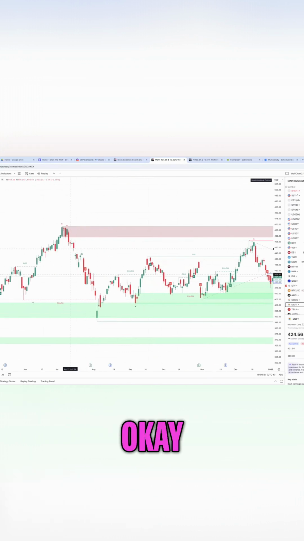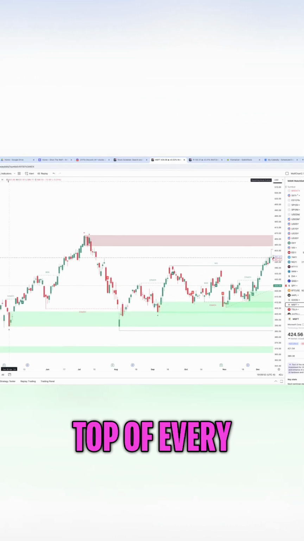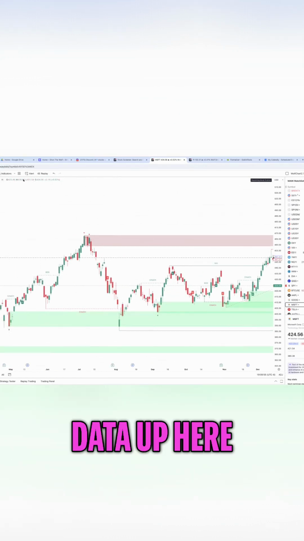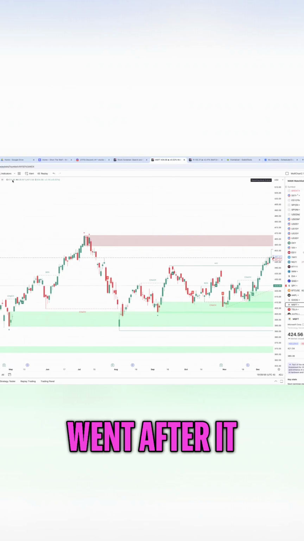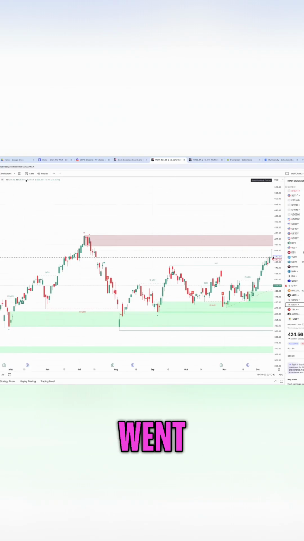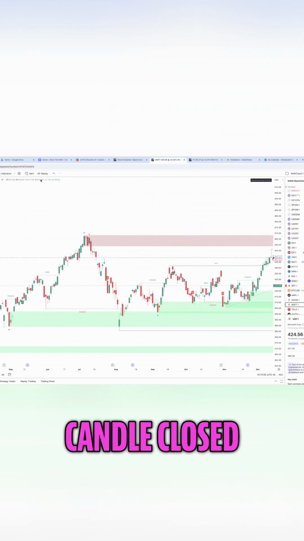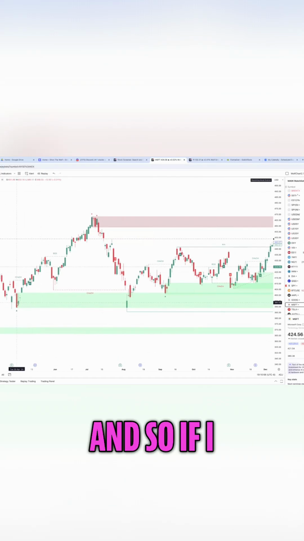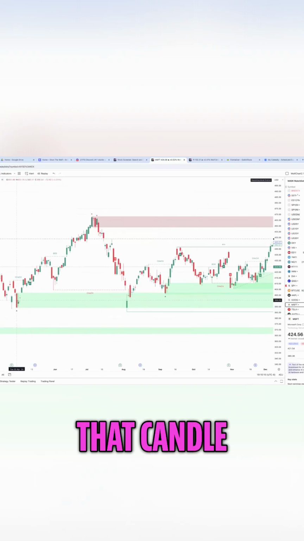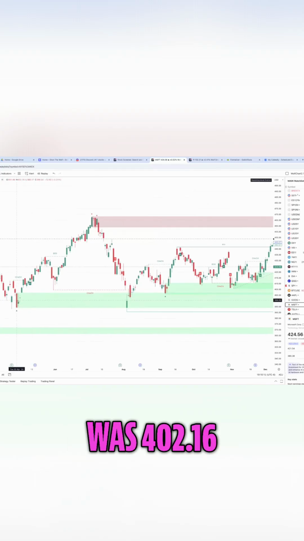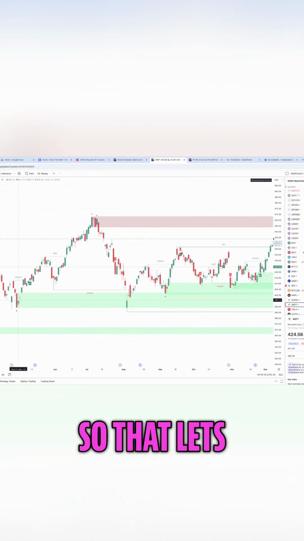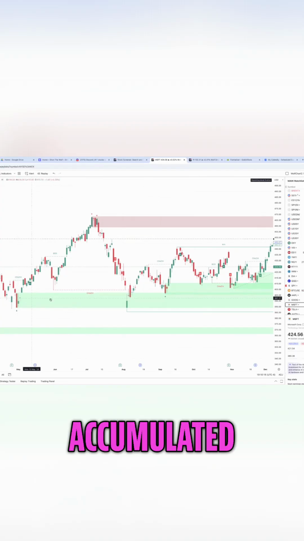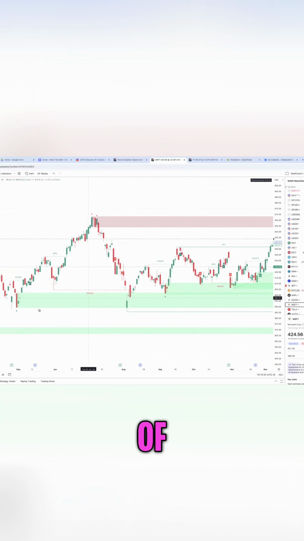Yes, sir. Okay. So at the top of every Trading View chart, they give you this data up here that shows you the opening price, how high that candle went after it opened, how low it went after it opened, and then what price it was before the candle closed. Okay. And so if I look at the high and low of that candle, it shows me that the high of it was 402.16 and the low was 389.17. So that lets me know the range that they accumulated their shares of Microsoft.